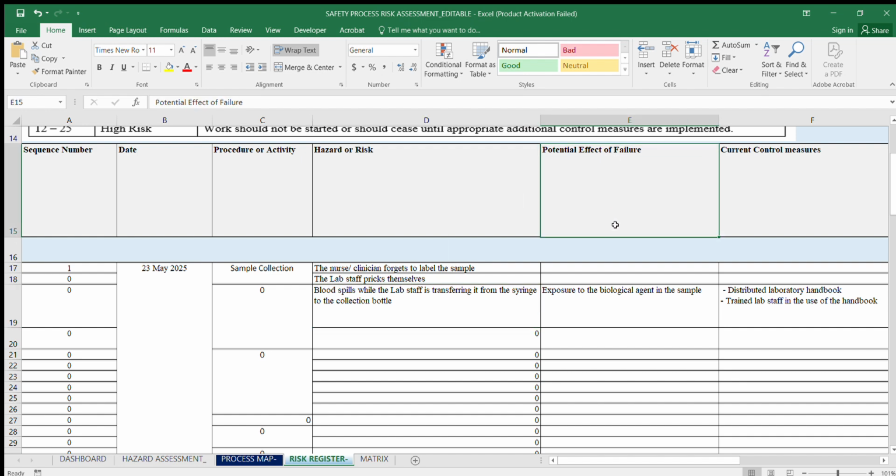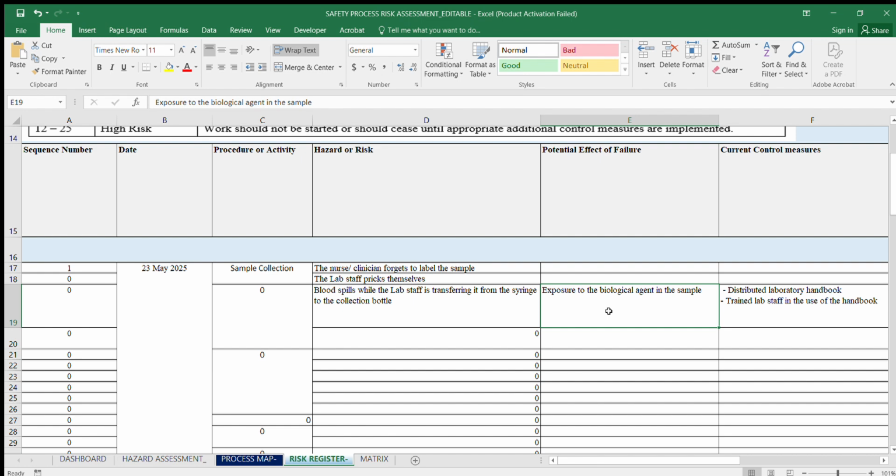Under column E, this is where you put the potential effect of failure. The potential effect of failure is what will happen if this scenario happens. So what is the potential effect if this happens? We are talking about the risk of exposure to biological agents. In this case, it may be hepatitis B that we're talking about.